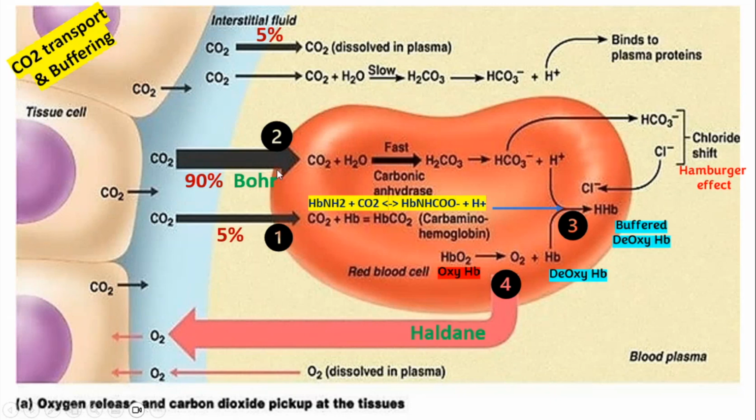So Bohr effect, CO2 loading, oxygen unloading. And with oxygen unloading, Haldane effect, more CO2 comes in. The H plus that is produced via the carbonic acid reaction and also the carbamino hemoglobin will be buffered by the deoxyhemoglobin. That's why the oxygenation state of the hemoglobin is important. Deoxyhemoglobin has a higher buffering capacity compared to oxyhemoglobin. Okay, hope this is understandable.